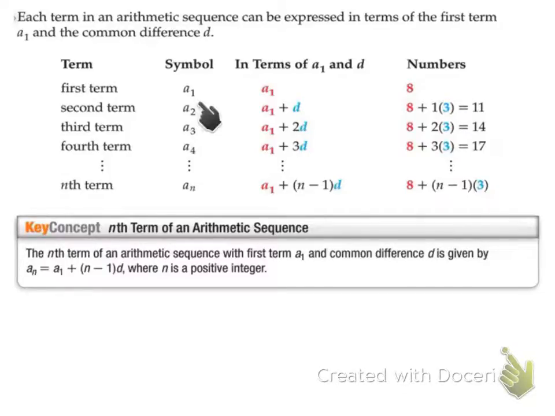Okay, listen up. The first term we call A sub 1. Term 2 is A sub 2. A sub 3, A sub 4, all the way to A sub n for the nth term. Okay? Nth term is whatever we're going to decide it to be. And so, what do we get?